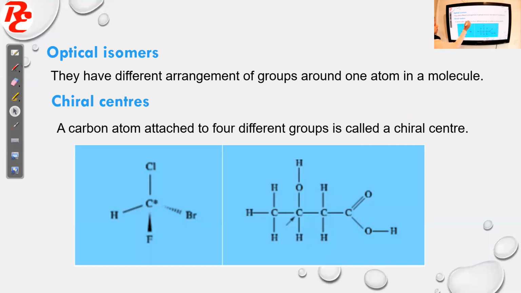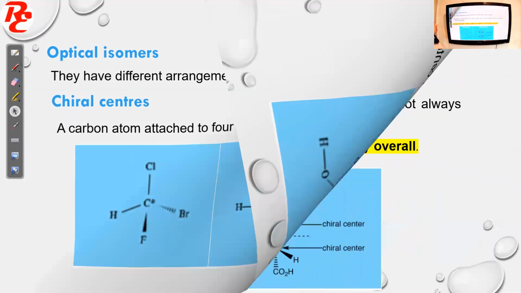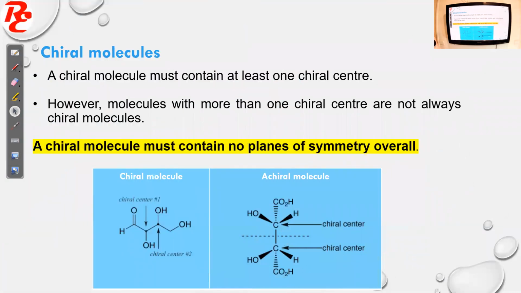So now you know what a chiral center is. Now we'll see what a chiral molecule is. A chiral molecule must contain at least one chiral center. If the molecule has just one chiral carbon atom, that molecule will be a chiral molecule. What about molecules with more than one chiral center? If there are more than one chiral centers, the molecule can be chiral, or sometimes it cannot be chiral. That is determined by the plane of symmetry. If the molecule has a plane of symmetry, it won't be a chiral molecule. So we look at these 2 examples here.